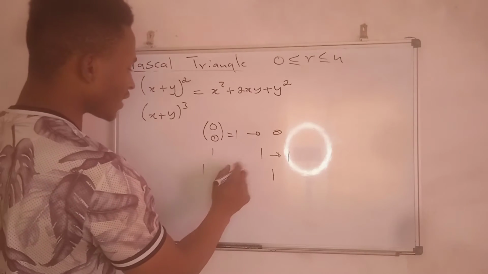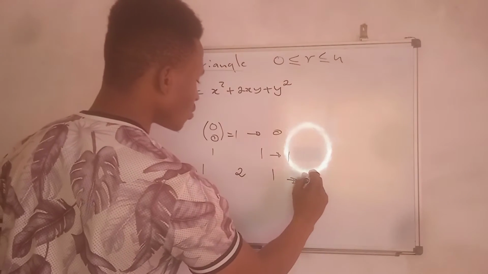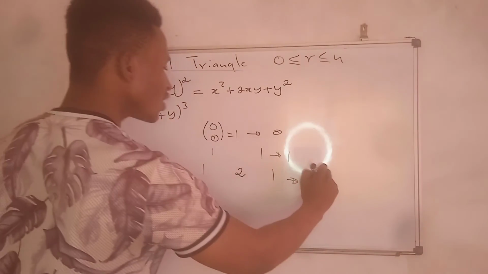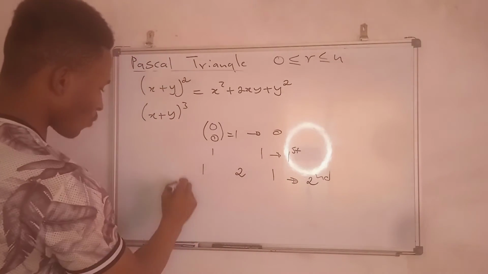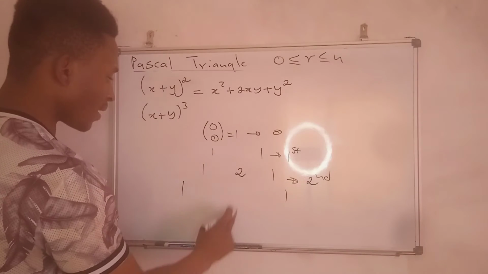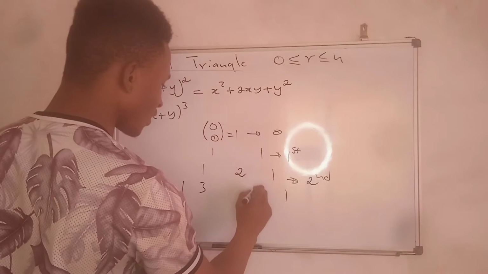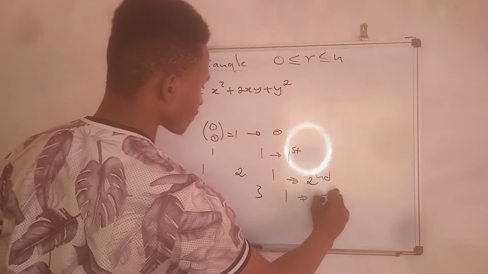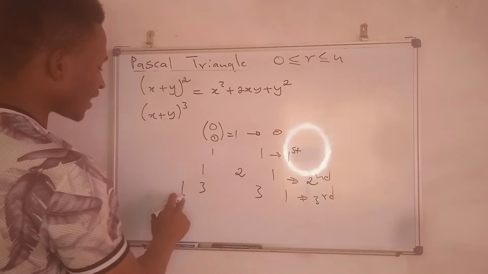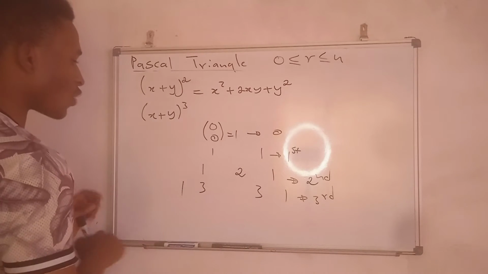So 1 plus 1 gives you 2 here. And then this will be your second. I'm going to add 1 and 1 here. But 2 plus 1 is going to give me 3, and then 2 plus 1 is going to give me 3 here. And that is my third. So my third, these are actually the coefficients of x and y.